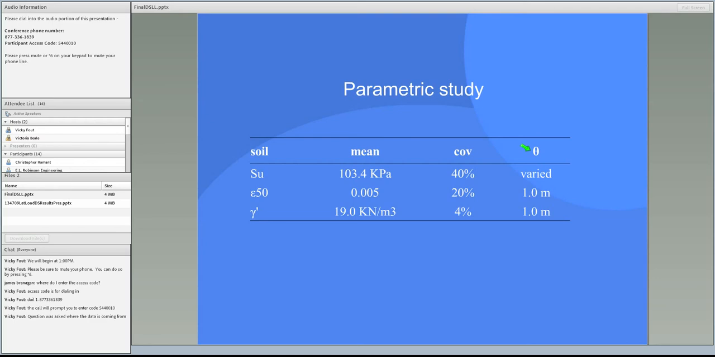You can substantially reduce the sample size to 1,000. See here, there are only 1,000 samples, but we can get a very close result. The results are very close. And here, this result is for the first order reliability method. They are all very close. The problem with this one is that the sample size is too big.